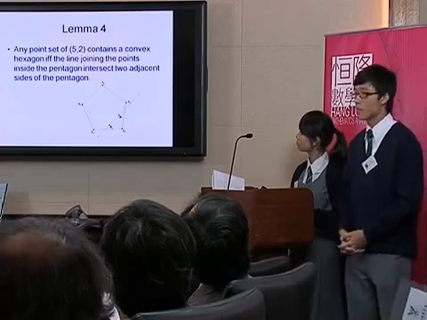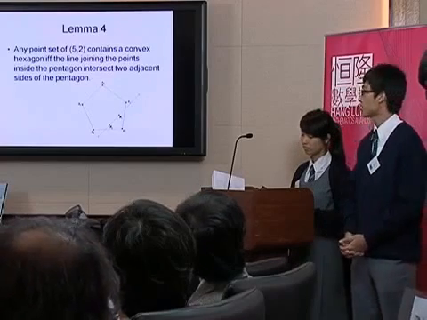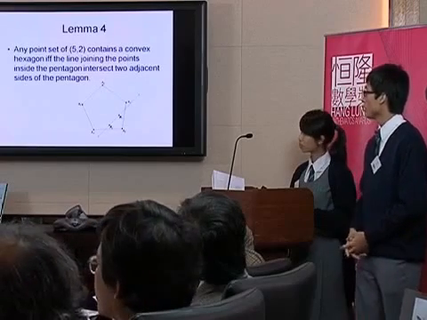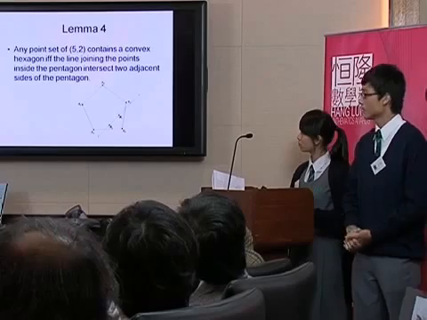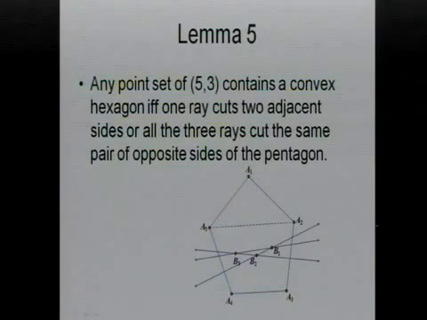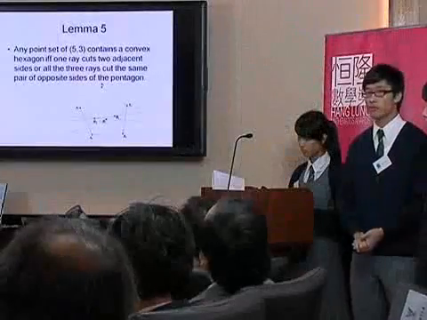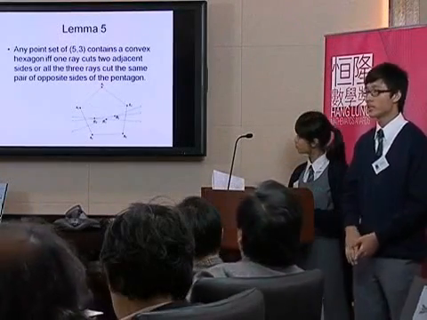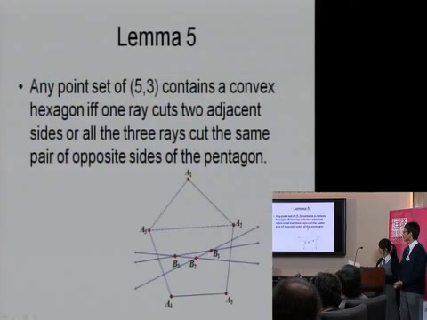And then we introduce another lemma that is useful to prove our F6. Lemma 4 states that for any configuration 5-2, if the line formed by the 2 points in that pentagon doesn't cut the adjacent side of the pentagon, there won't be a convex hexagon. And then, by lemma 4 and our findings, we come to lemma 5. It states that for any point set of configuration 5-3, if the line formed by those 3 points doesn't cut the same opposite side of the pentagon, there won't be a convex hexagon.